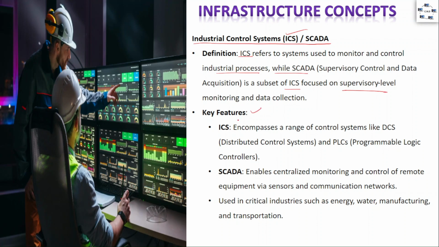Key features include that ICS encompasses a range of control systems like DCS, that is distributed control system, and PLC, that is programmable logic controllers, while SCADA enables centralized monitoring and control of remote equipment via sensors and communication networks, used in critical industries such as energy, water, manufacturing, and transportation.